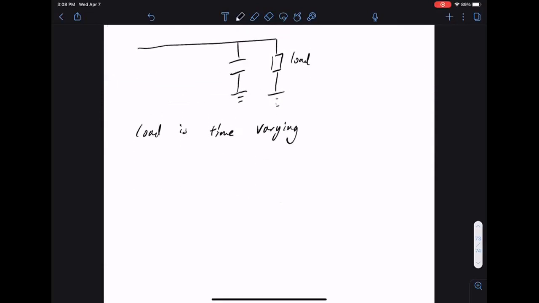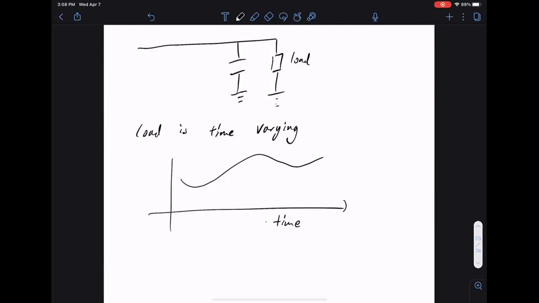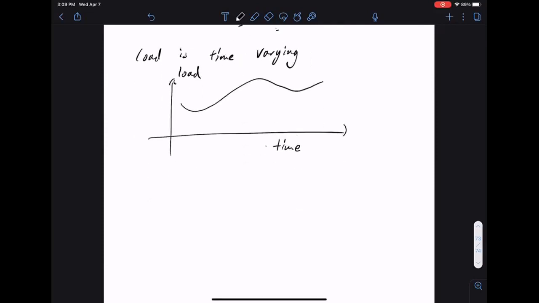So normally the load change is something like this. This is our load change over a day. So time, and this is load, think of this. So now I need a variable capacitor. Normally the way you design a variable capacitor is the following way.